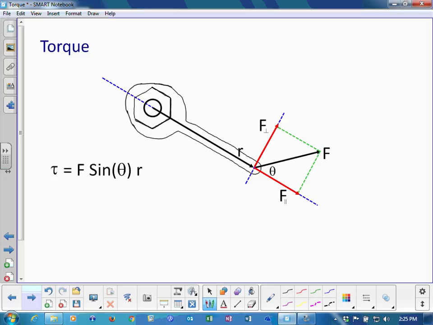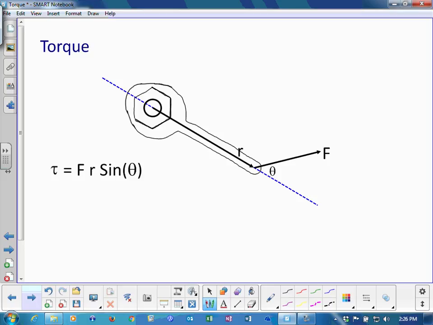This is an interesting way of looking at it, but it's not the only way. We could also calculate torque in a different way. We could write it this way: the force times the sine of the angle times the length of the position vector from the pivot point to the point of contact of the force. And that's a nice way of writing it.